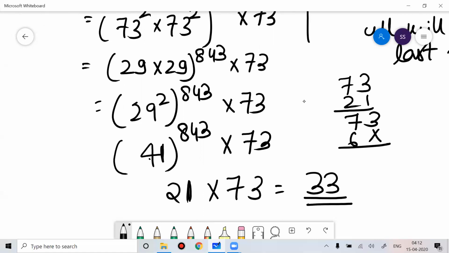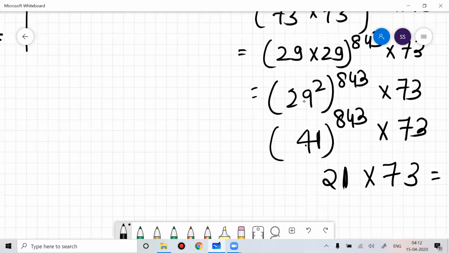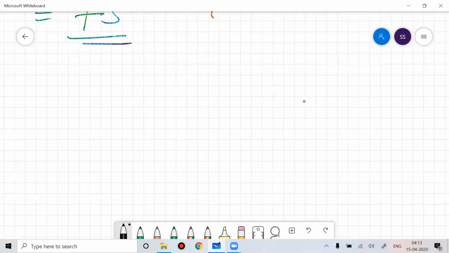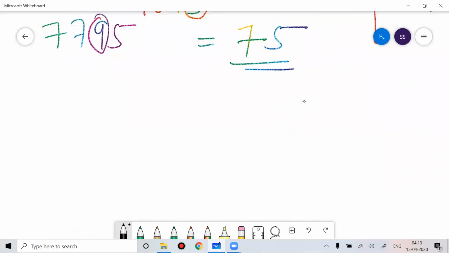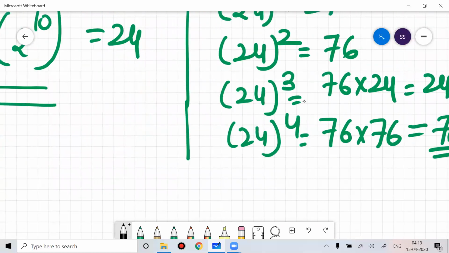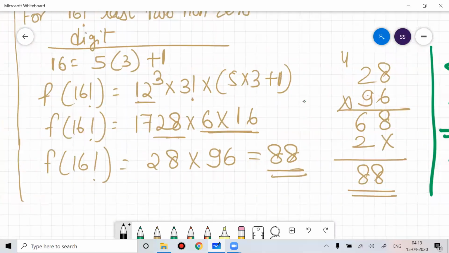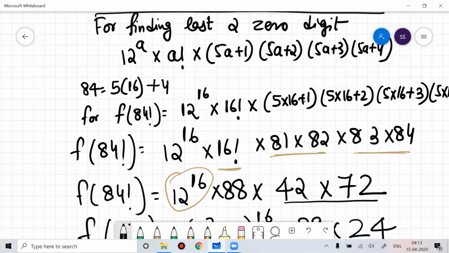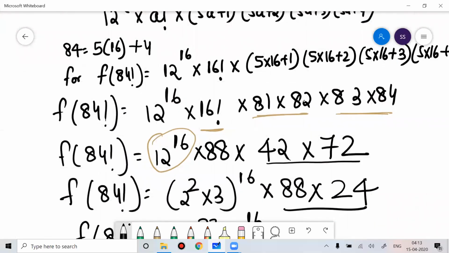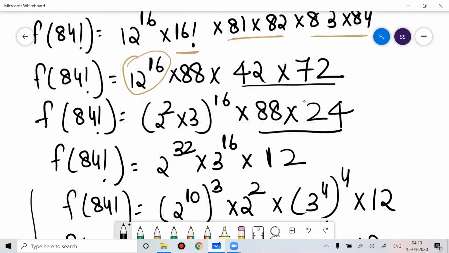Okay, so remember this logic for even and odd. With that logic only I have found this value. So coming back to the question here, if you notice the number, I broke this number 12 as 2 square into 3. Then I wrote this as 2 to the power 32 into 3 to the power 16.